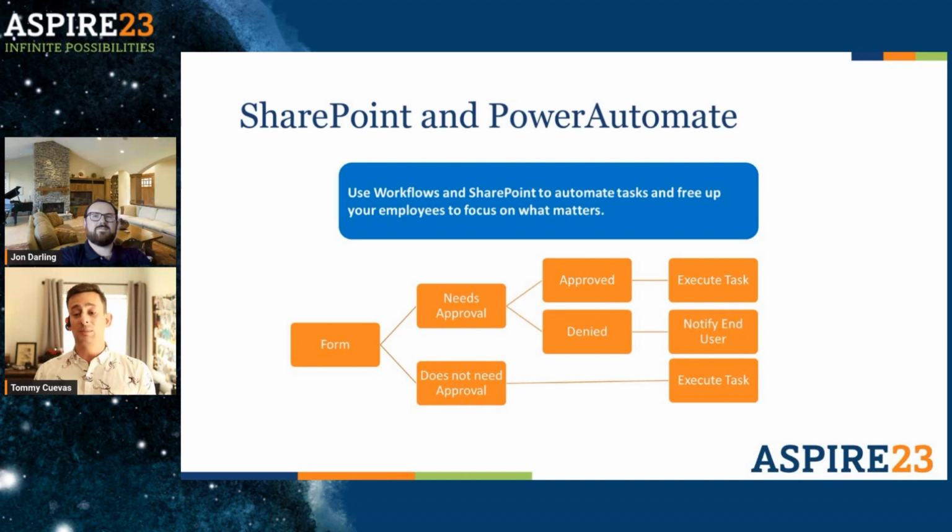You can automate a lot of those systems. So somebody can fill out a PTO form. If it needs approval, it can go through an approval process. You can approve or deny. You can select who approves that process, and then you can execute even more tasks beyond that. So you can have it automatically block off that time off on the end user's or worker's calendar.